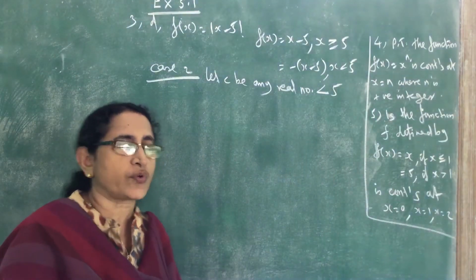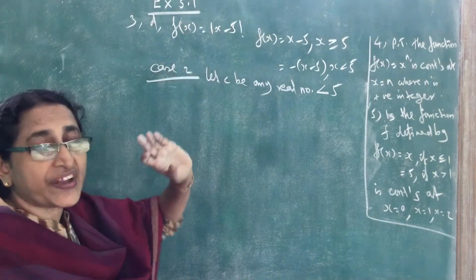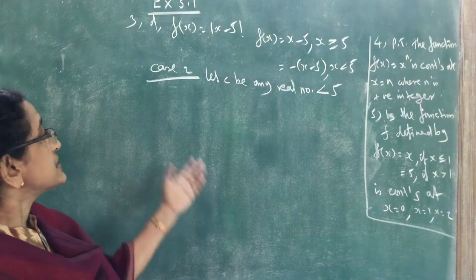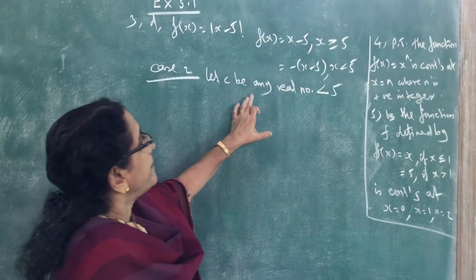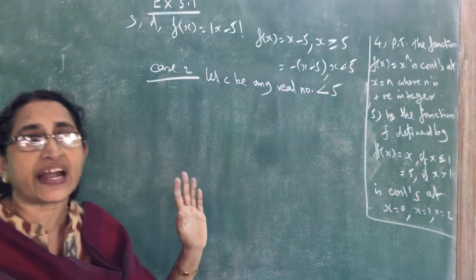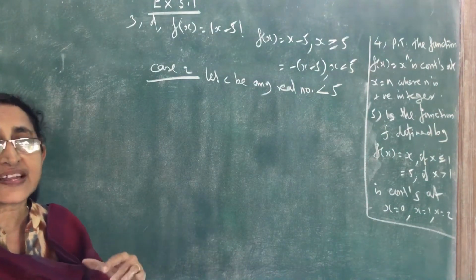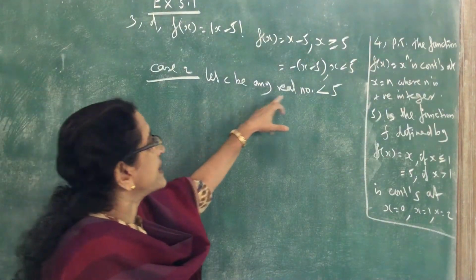We'll continue third question, D part. f of x equal to modulus x minus 5. We proved one case when c is any real number greater than 5. We proved that the function is continuous. Now we consider the second case, c be any real number less than 5.